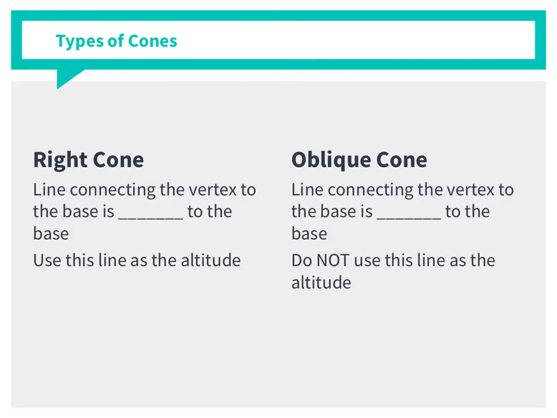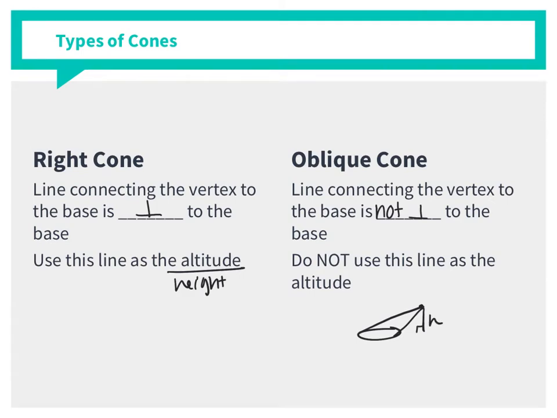So with a right cone, the line connecting the vertex to the base is perpendicular to the base. You're going to use this line as the altitude or the height. In an oblique cone, it almost appears that the cone got smushed over. The line connecting the vertex to the base is not perpendicular to the base. Do not use this line as the altitude. Again, remember you will be given a line that's outside of it, that's perpendicular to the base, and that would be the height.